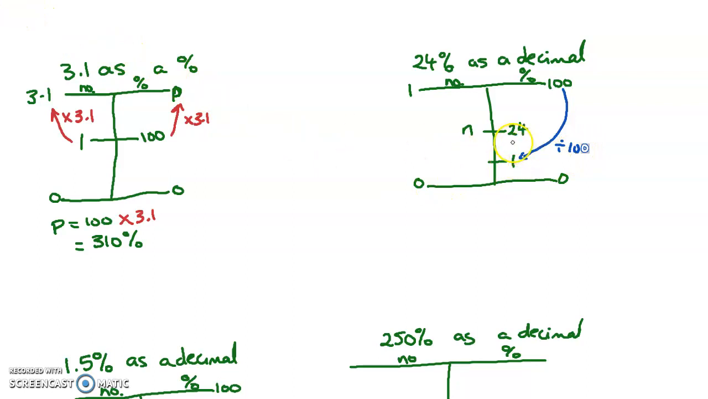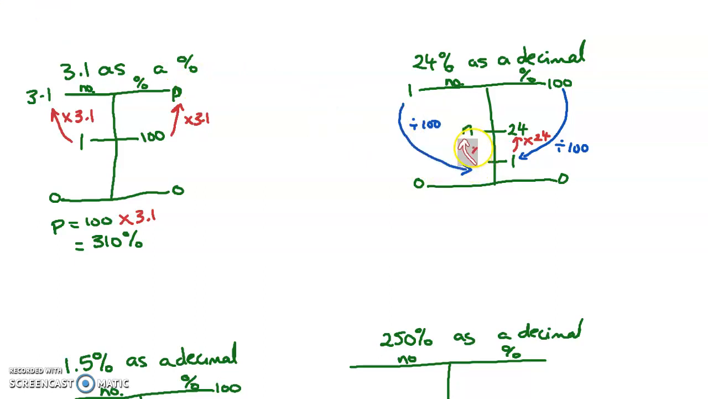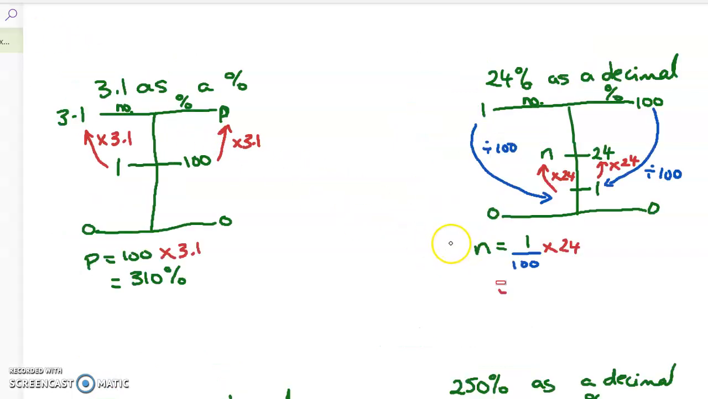If I know what 1% is, can I work out what 24% is? Of course I can. I can just multiply by 24. So that's going to have to happen the same on this side because they're in proportion. So my number is going to equal, now let's follow those arrows backwards. 1, what did I do to it? I divided it by 100 and then I multiplied by 24. So I can say that that's equal to 24 hundredths.